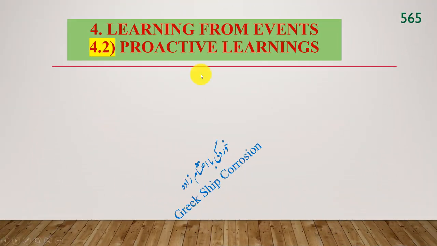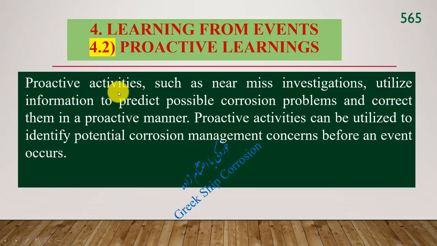Proactive learnings. Proactive activities such as near-miss investigations utilize information to predict possible corrosion problems and correct them in a proactive manner. Proactive activities can be utilized to identify potential corrosion management concerns before an event occurs.